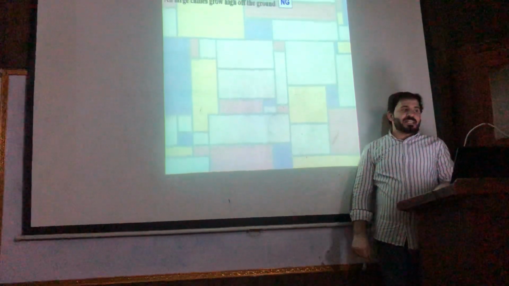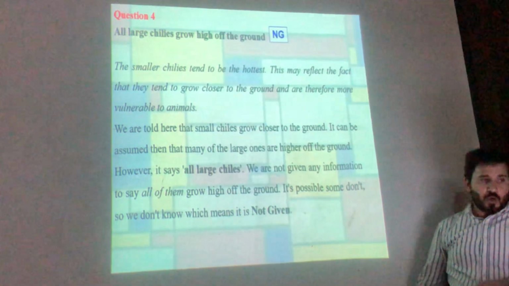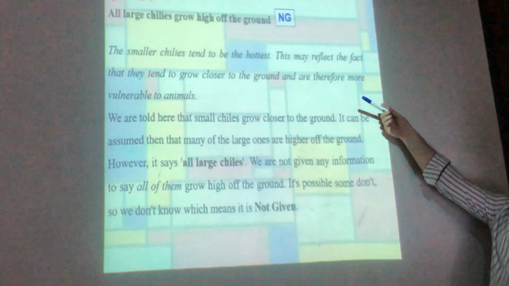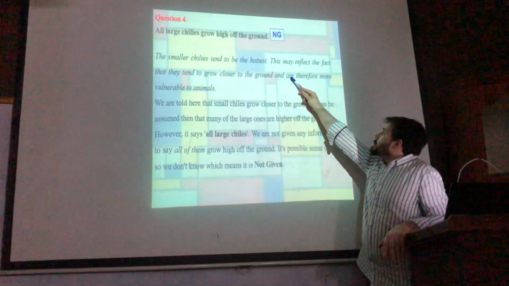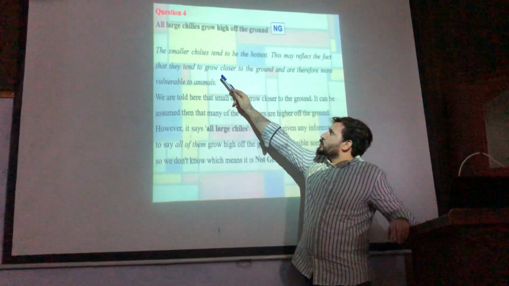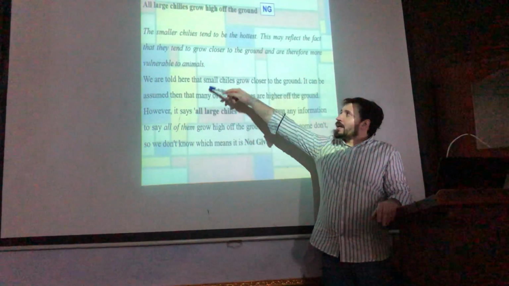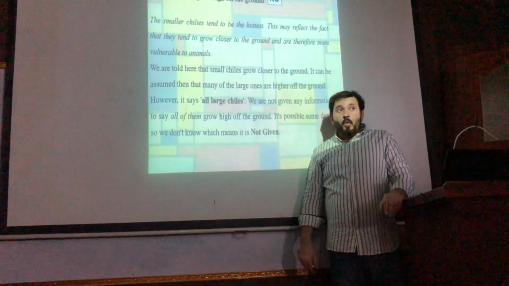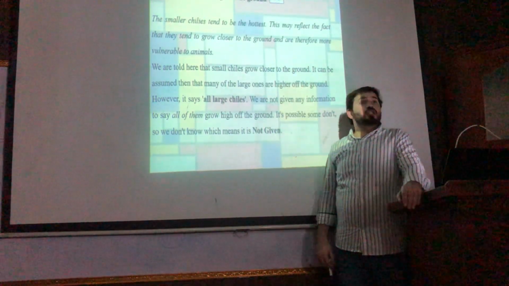Okay, all large chilies grow high off the ground. This is my question. And what they say is, the smaller chilies tend to be the hottest. This may reflect the fact that they tend to grow closer to the ground and are therefore more vulnerable to animals. So now, this is not given. Why? Because they did not talk about large chilies. They only talked about smaller chilies.